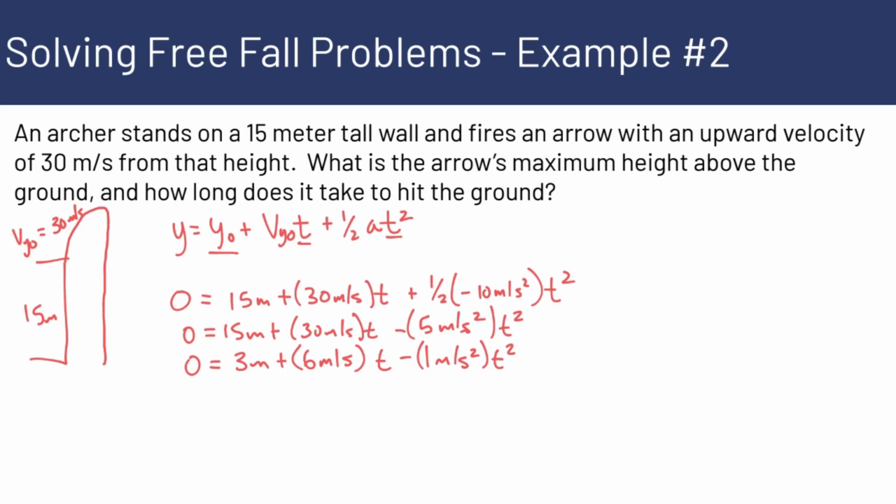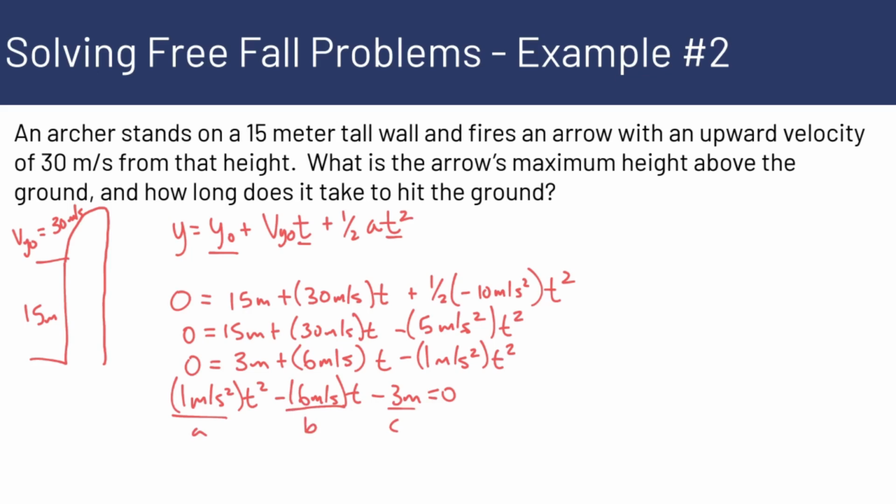All right, now let's rewrite this such that it is in the correct quadratic equation order. So I'm going to move the t squared term to the left side of the equation and move everything else over there. So we have 1 meter per second squared times t squared minus 6 meters per second times t minus 3 meters is equal to 0. So this is our A, this is our B, and this is our C.